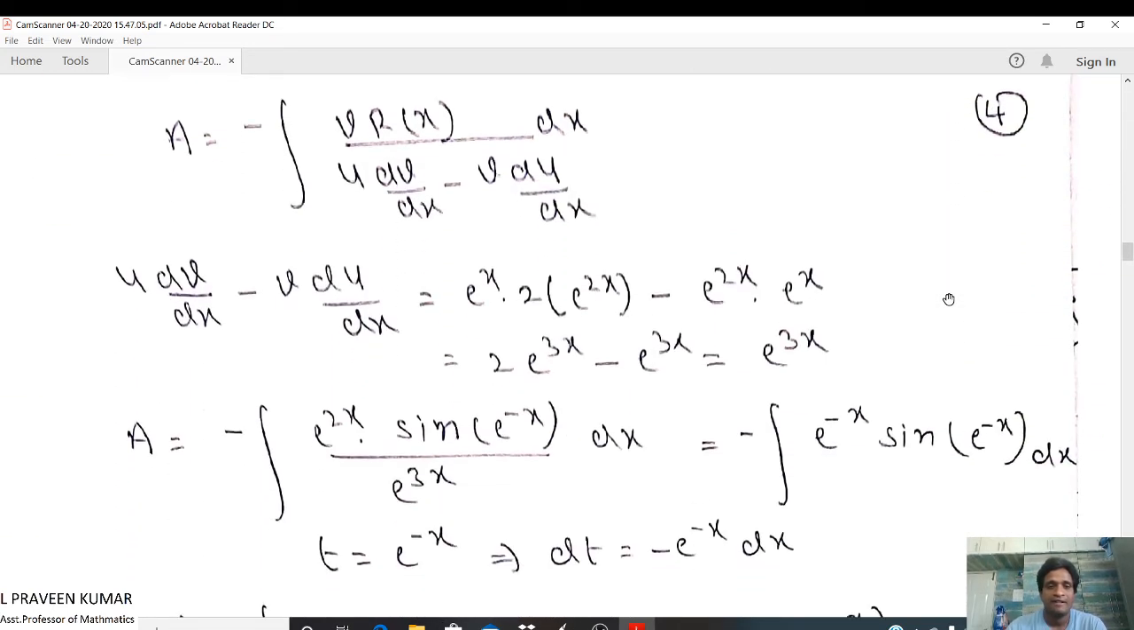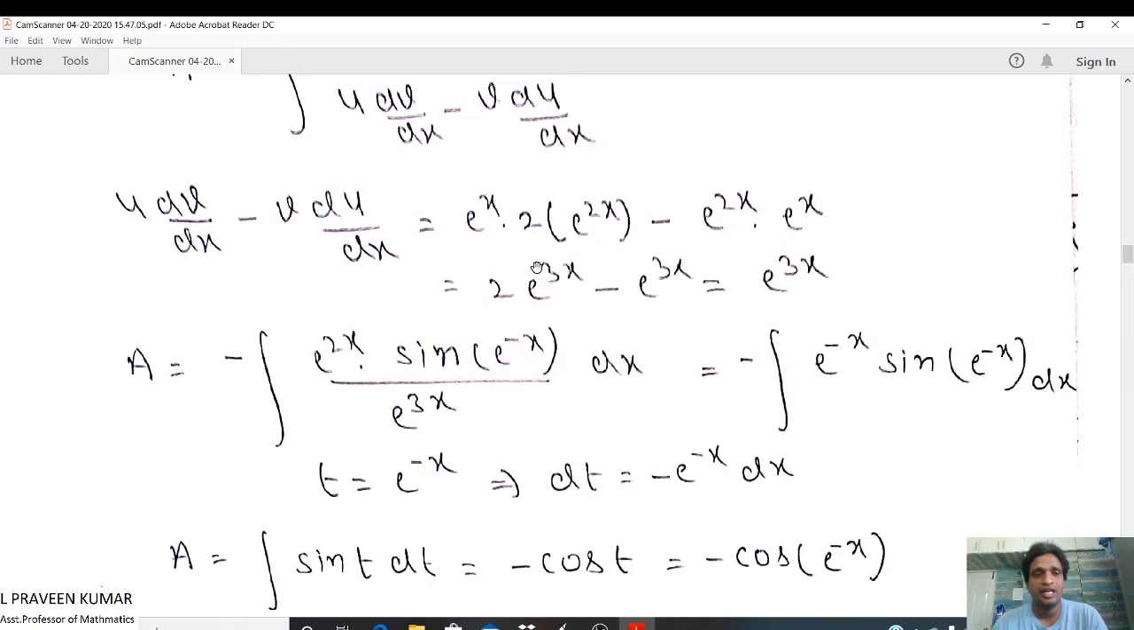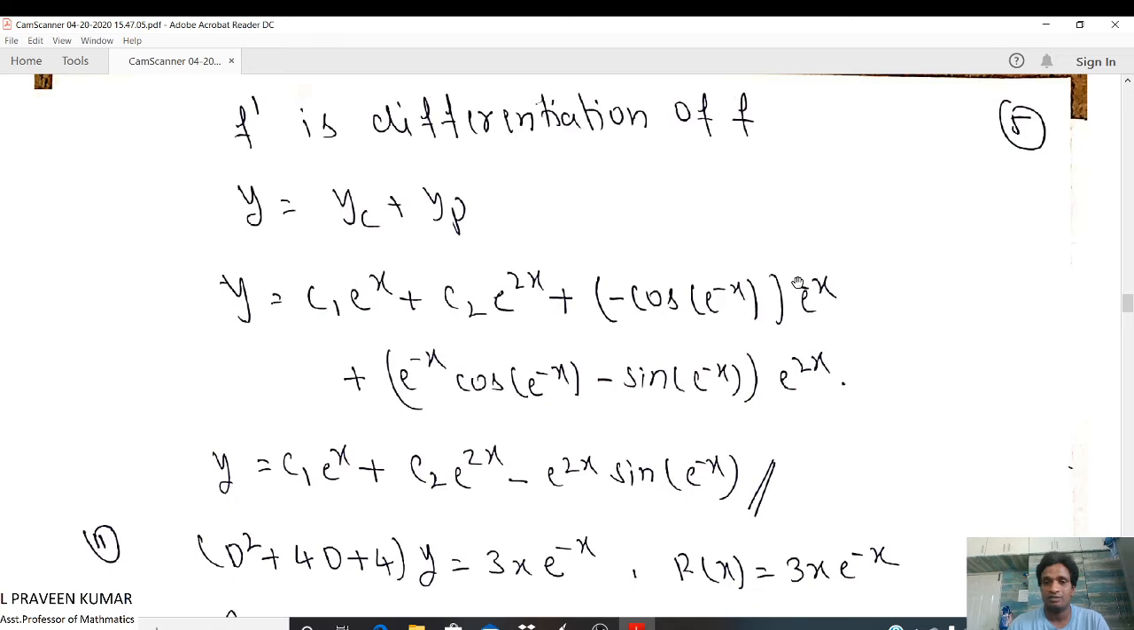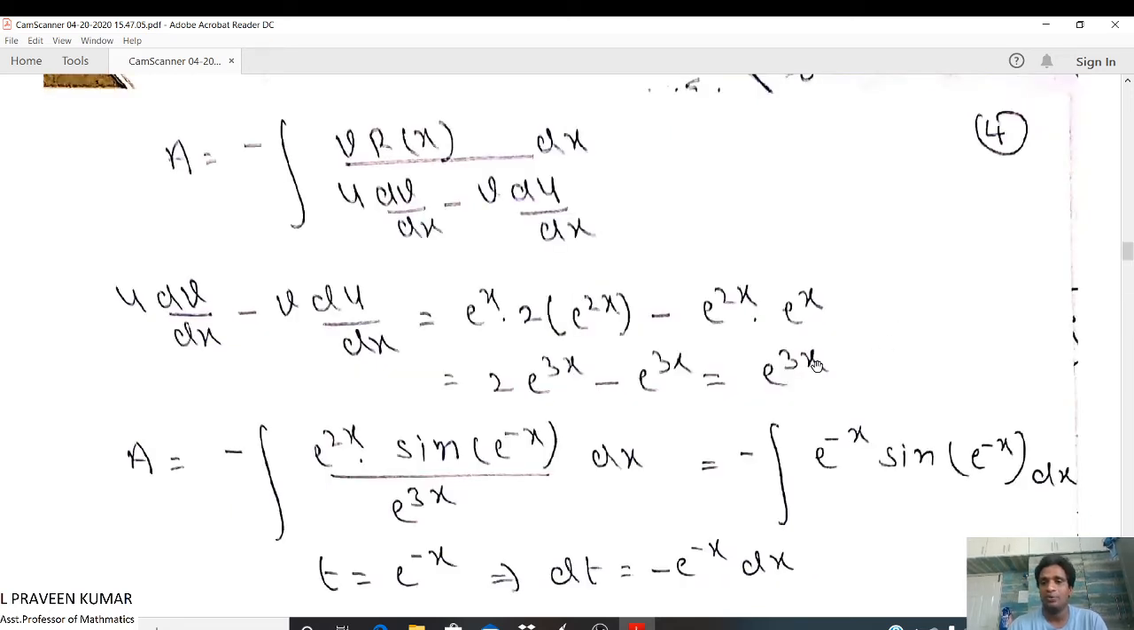So let's go to here. u is e power x, dv by dx is 2 into e power 2x, minus v is e power 2x, du by dx is e power x. E power x differentiation is e power x. Here 2 into e power 3x minus e power 3x, that is e power 3x. That is Wronskian of u comma v. Here we haven't written that one, but that is Wronskian of u comma v.